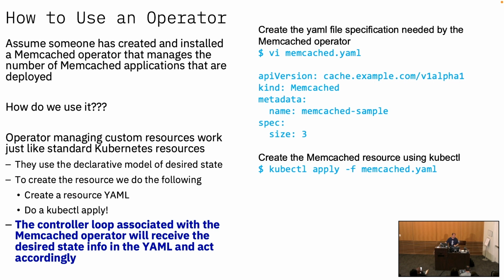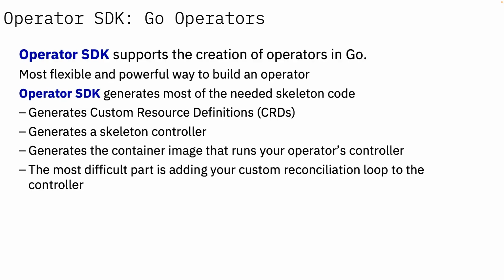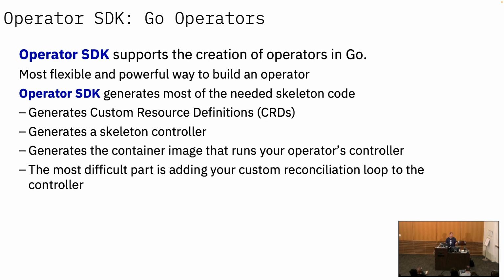The Operator SDK is another open source project that allows you to build operators. It supports Helm operators, Ansible operators. Go is the most popular, and Java. So there's a link here. If you really want to go build an operator, that's the right way to do it. Very powerful. That operator framework, the Operator SDK, is going to generate most of the code that you need.